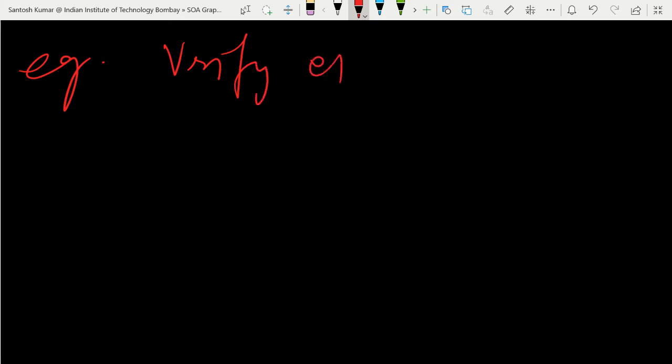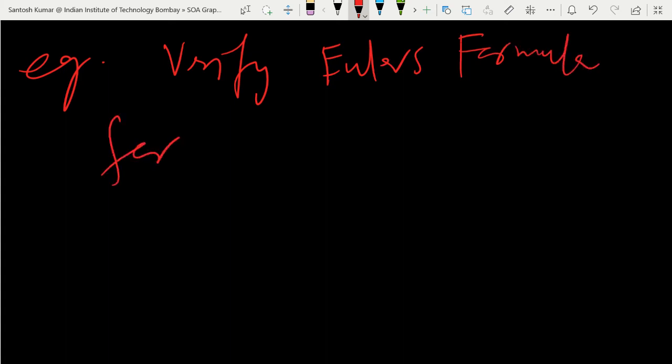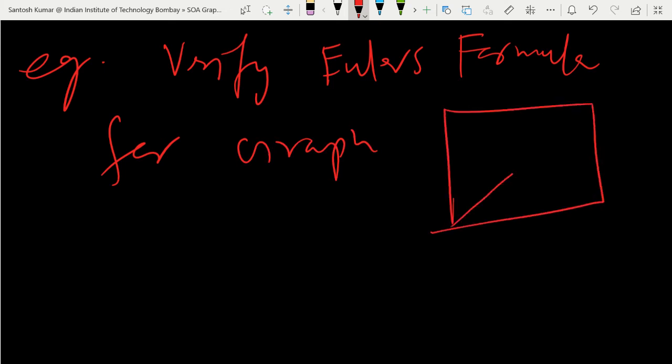So the next theorem we have. You just verify. Like we make a column, verify one example. Verify Euler's formula for a graph. So you just check it. You can check for any graph, but you can check this one.